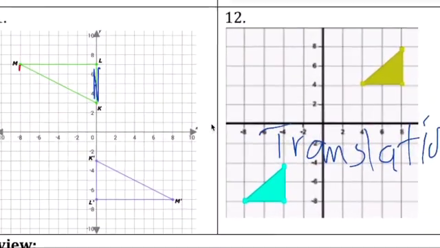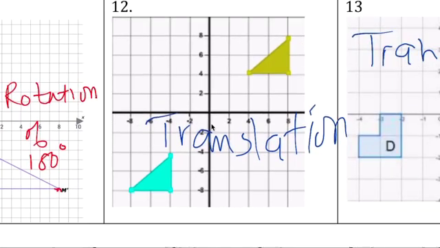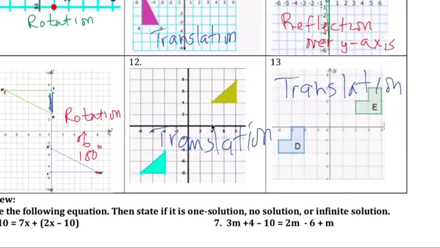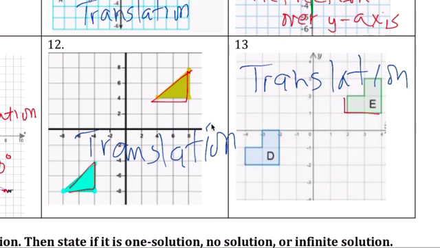This also flips, notice, but it's not directly across, so it's called a rotation of 180 degrees. Translation, because the shapes did not flip at all. It's also a translation because the shape does not flip at all. Okay.